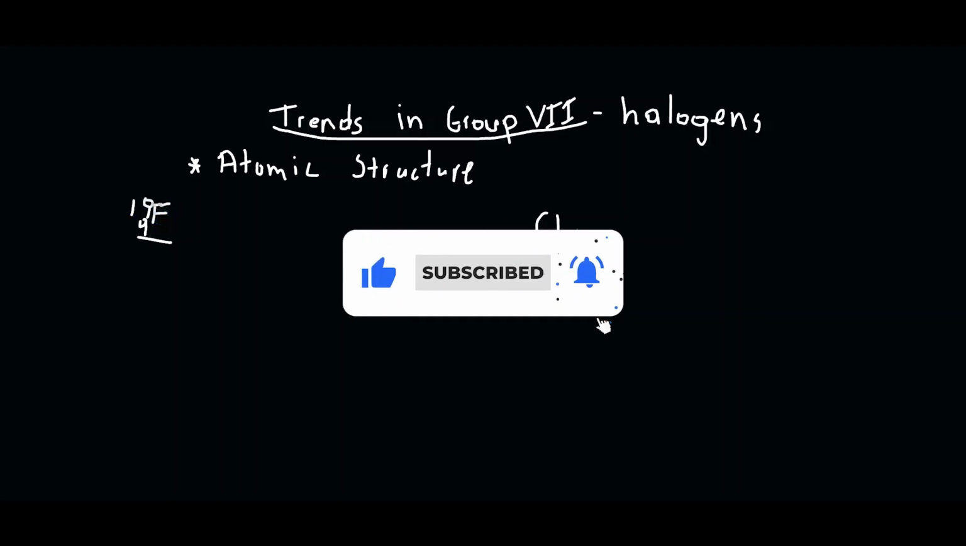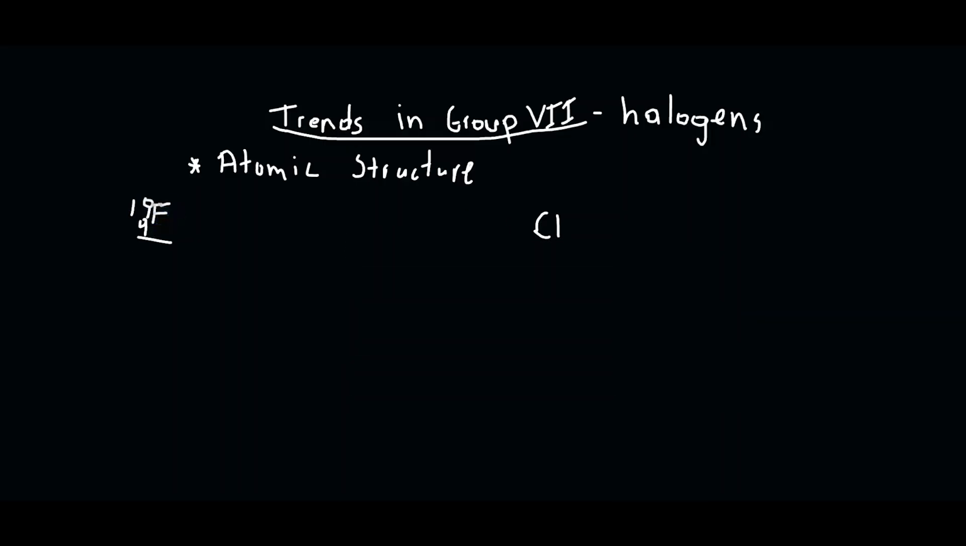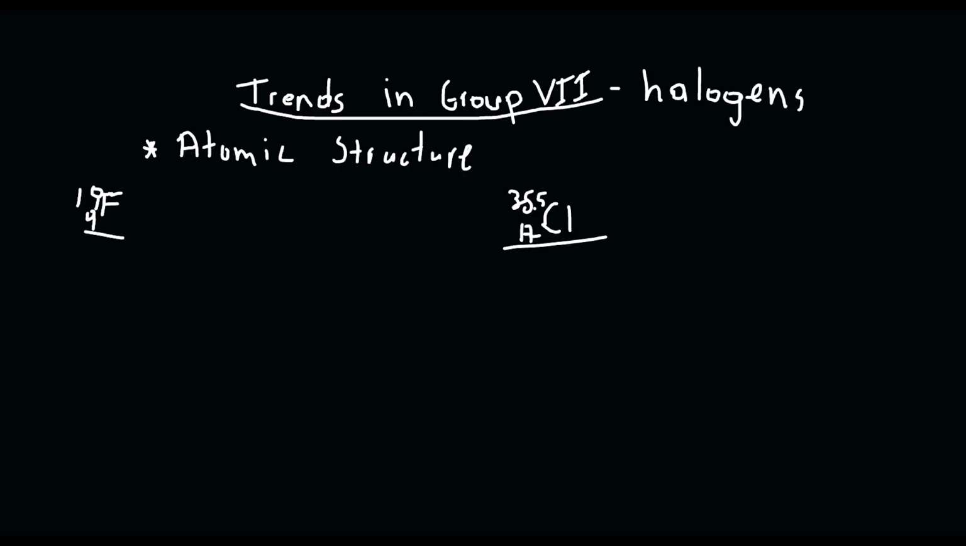And then for chlorine, primarily we see 35.5 and 17. The atomic number is 17, and that up top is 35.5. So let's quickly draw in the structure.